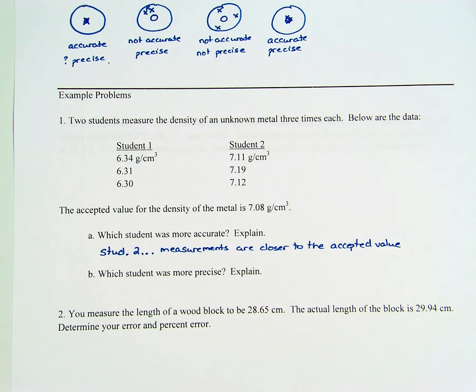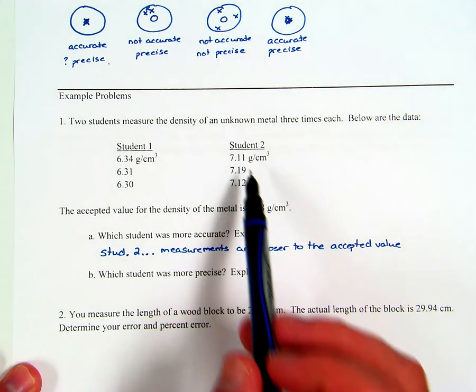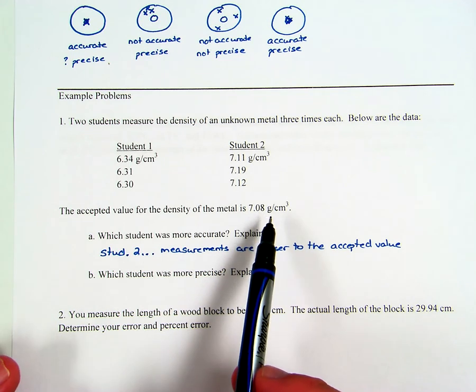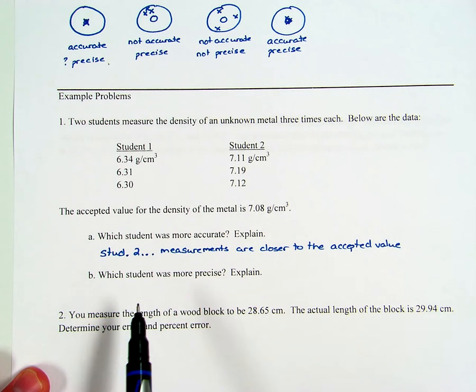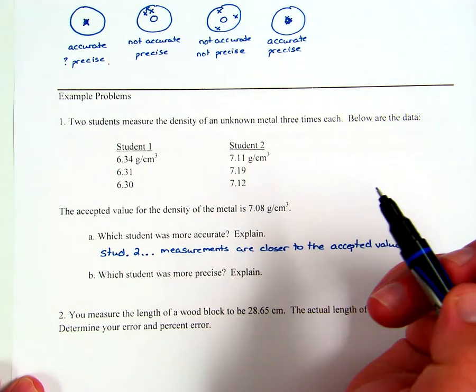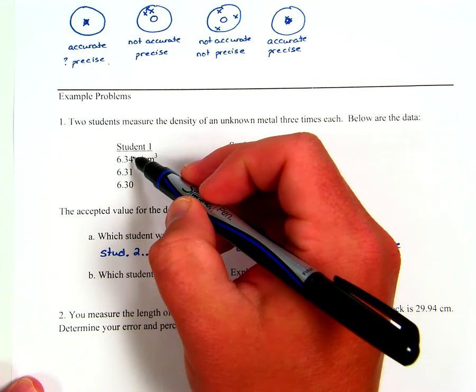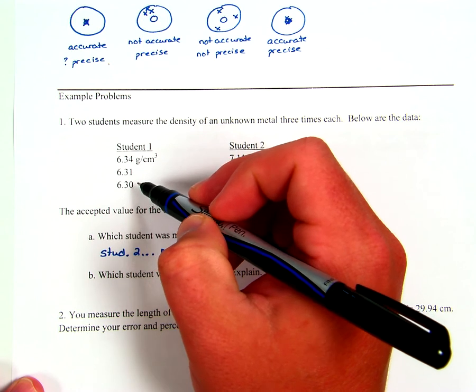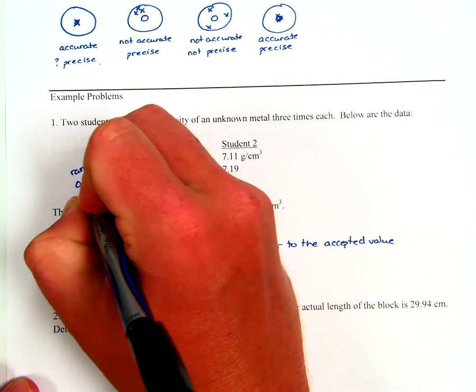Question B. Which student was more precise? Remember, precision has nothing to do with how close to the right answer we are. So the fact that student 2 was closer to the right answer, the accepted value, makes no difference. What we want to look at is how consistent the measurements are, how well the measurements agree. A great way to do that is to look at the range. In other words, the difference between the high value and the low value. If we look at student 1, their range, the high value is 6.34, the low value is 6.30. That's a range of 0.04, 4/100ths of a gram per centimeter cubed.